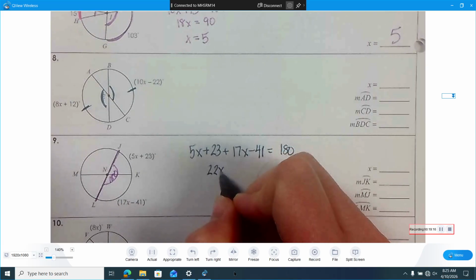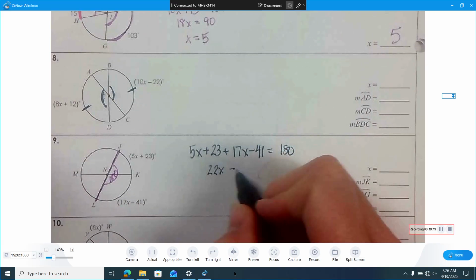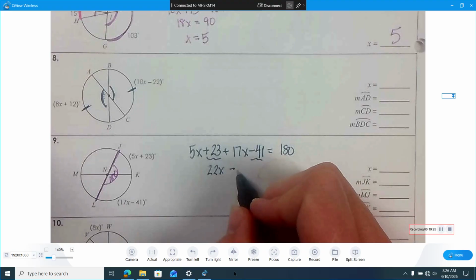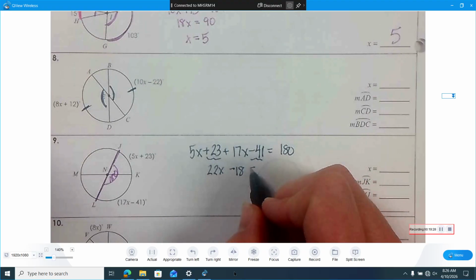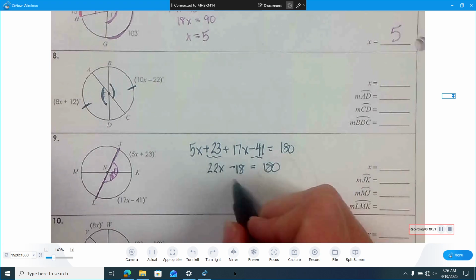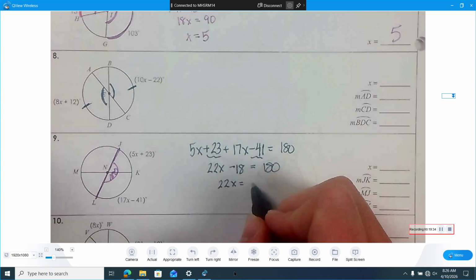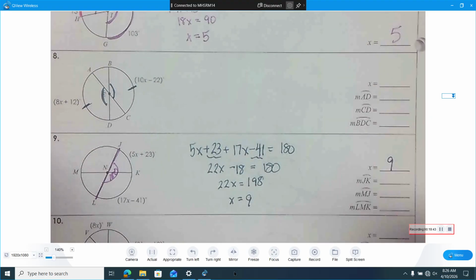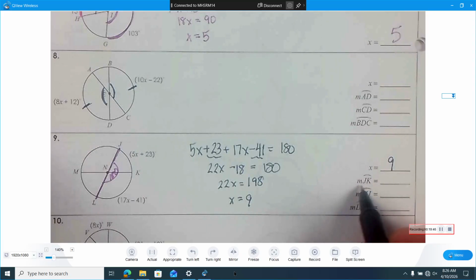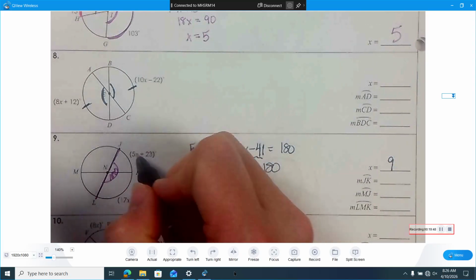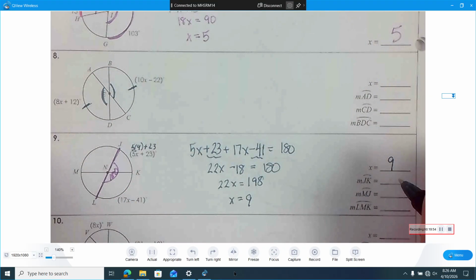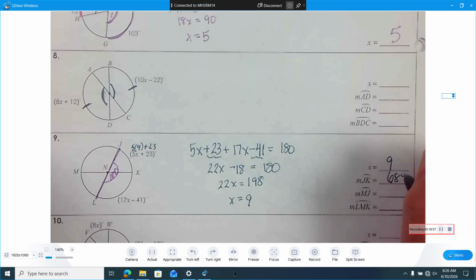I concur. 22 x's. 23 and a negative 41 is negative 18 equals 180. Then I'm going to add the 18, so I get 22x equals 198. And then divide by 22. 9. Thank you. x equals 9. Okay. If x equals 9, what is the measure of arc JK? 5 times 9 plus the 23, what do we get? 68 degrees, thank you.